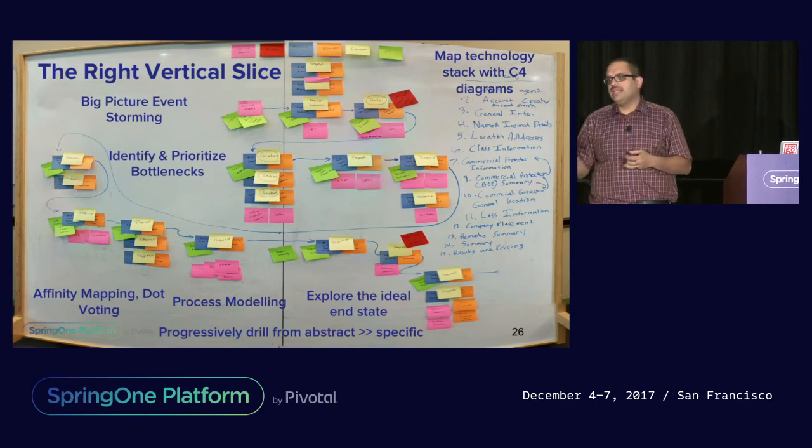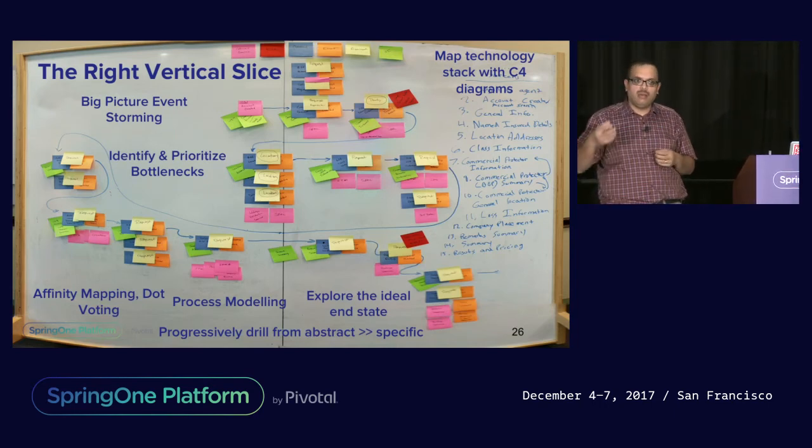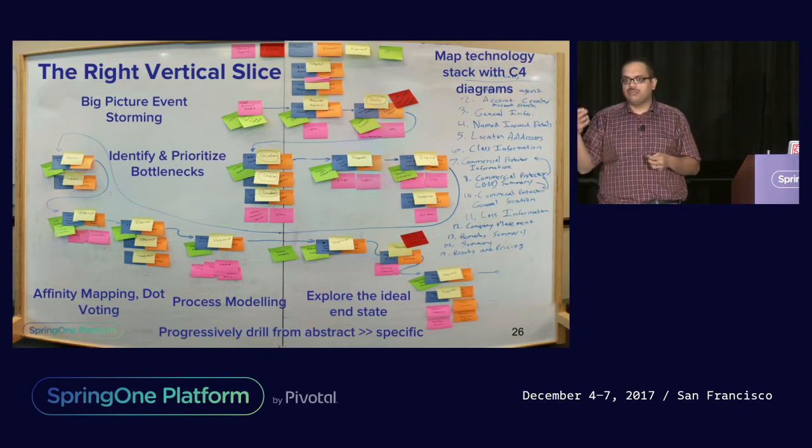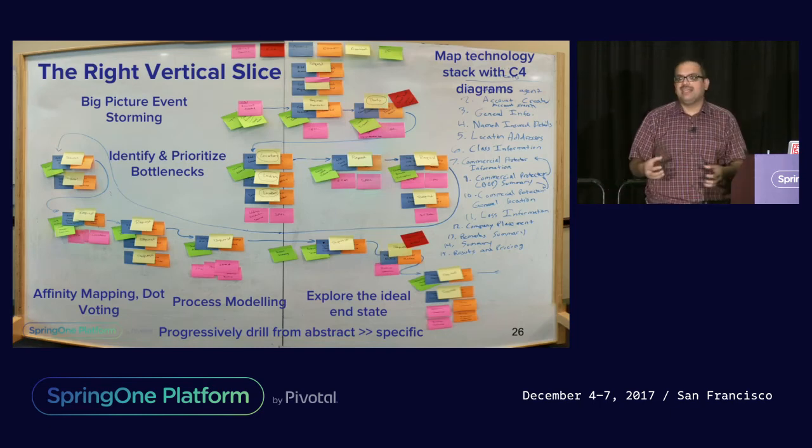The outcome here is a set of stories that will modernize a set of microservices that are the most critical to your domain, that will solve your top constraint. That's the idea of picking the right vertical slice.